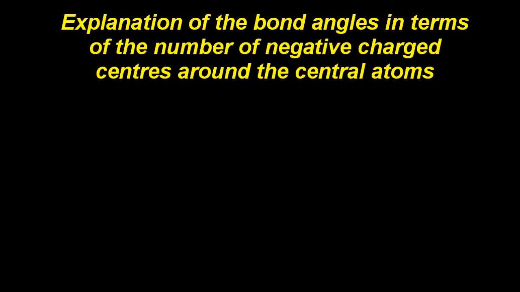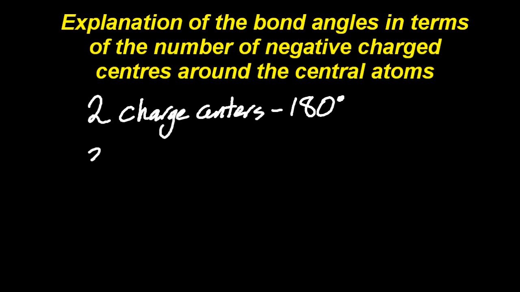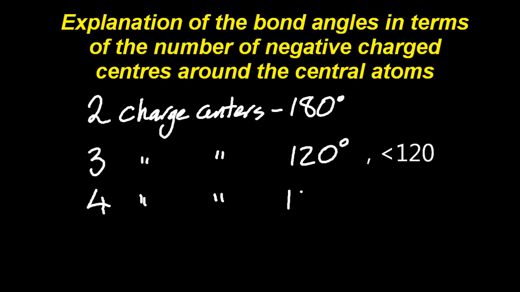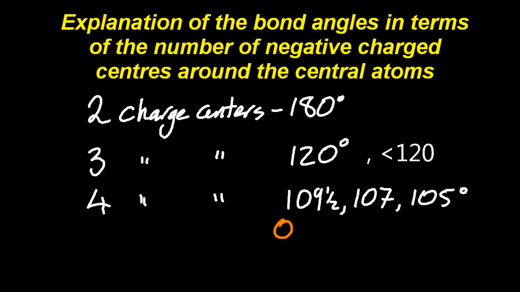Bond angles, negative charge centers around the central atom. So 2 charge centers. It's going to be 180 degrees. For 3, it's going to be 120 or less than 120. For 4, that's the classic tetrahedron, trigonal pyramid and bent, depending on if there's 0 lone pairs, 1 lone pair, or 2 lone pairs. Don't forget they're extra repulsive, those lone pairs.